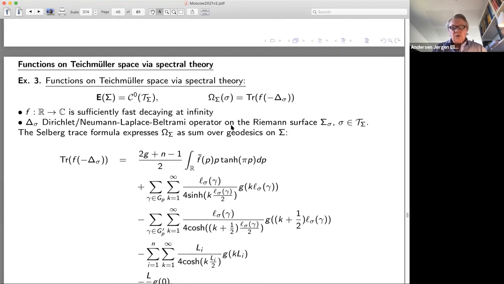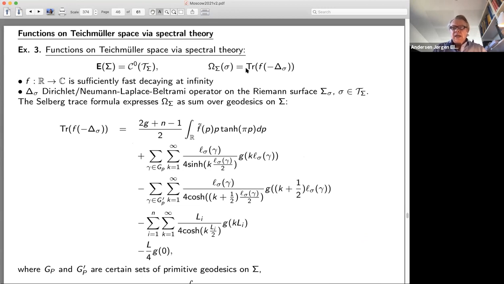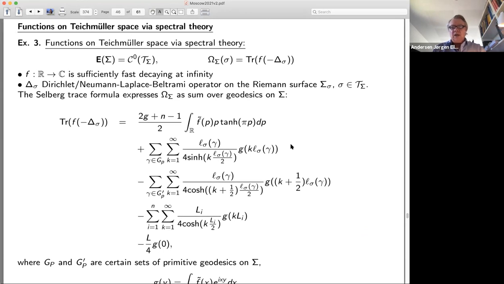Let me come back to this guy here. So here I am looking at the trace of some function applied to minus the Laplacian, where I mean the Dirichlet or Neumann Laplace-Beltrami operator. That, as far as I know, cannot be written in terms of the same sum over geodesics which are simple. But there is a way to write it as a sum over geodesics which are primitive. So it means they're not run several times, but they do self-intersect. And that's, of course, the celebrated Selberg trace formula, which you see right here.